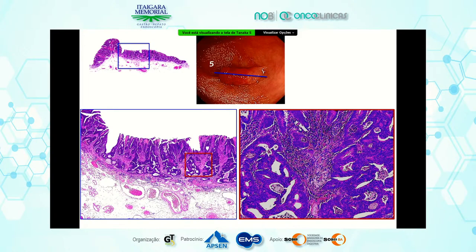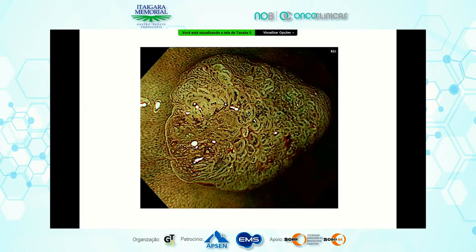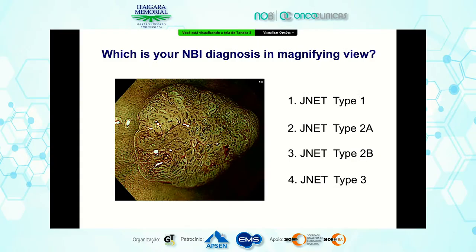How about this? This is an NBI magnifying view. Please vote. Show me the result. To be type 3.